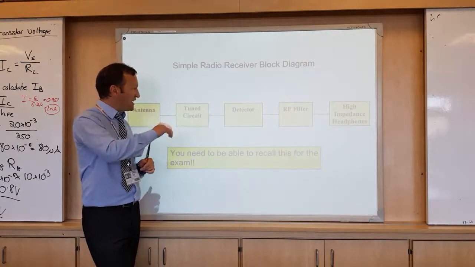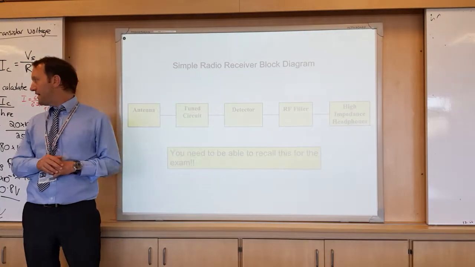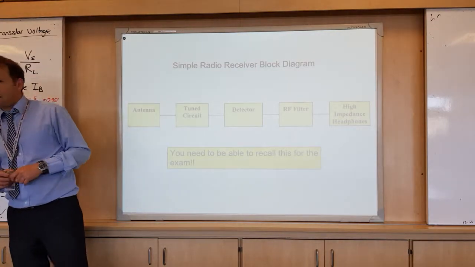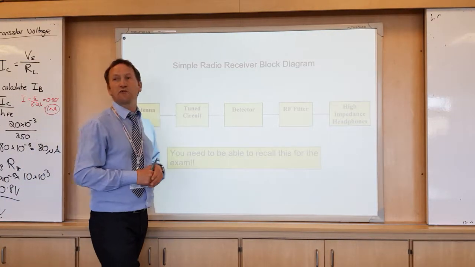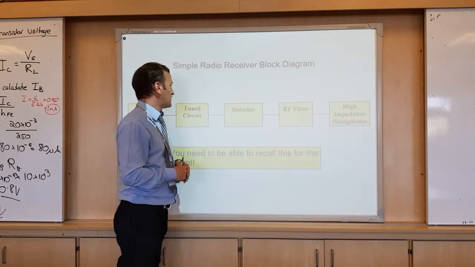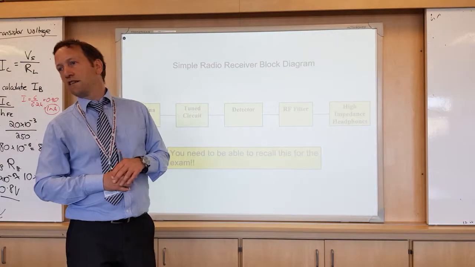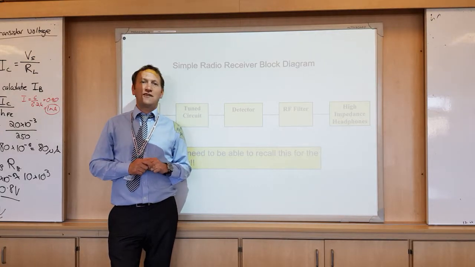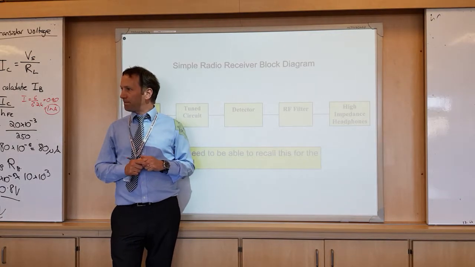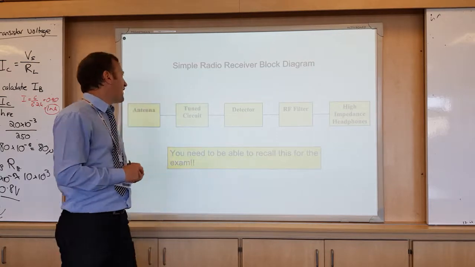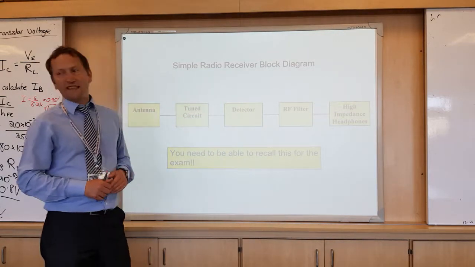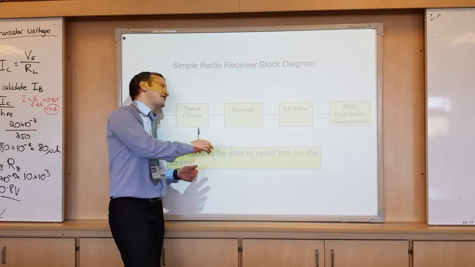We can then change the value of the variable capacitor to tune the radio to the correct frequency that you're going to tune into. So that is using the formula F equals 1 over 2 pi square root LC. Remember that? Okay. That then goes to the detector.